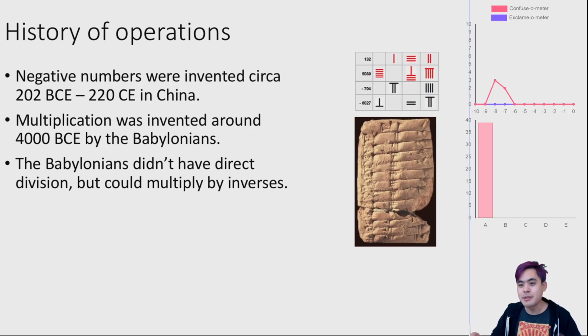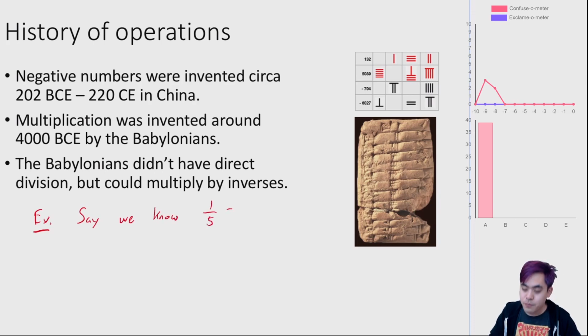So what they did is, let's say they're working in decimals. The Babylonians actually worked in base 60, but we're going to work in decimals since that's a bit easier for us. So say that we know that 1 over 5 is equal to 0.2. Then you know that 11 divided by 5 is equal to 11 times 0.2, which is equal to 2.2.